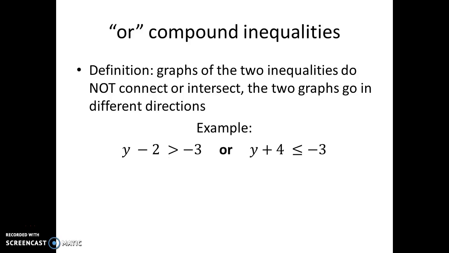So here's an example. Y minus 2 is greater than negative 3, or y plus 4 is less than or equal to negative 3. And we have to solve them separately. And we get this as an answer, and if you graph them, they would go in different directions. So I hope you have a better understanding of the two types of compound inequalities.